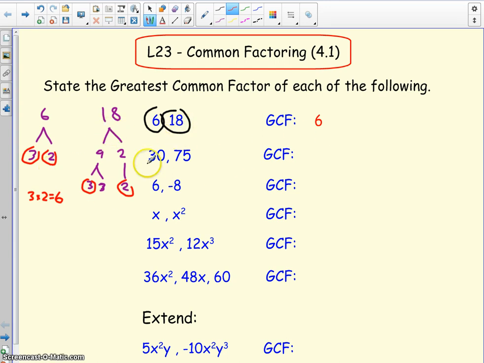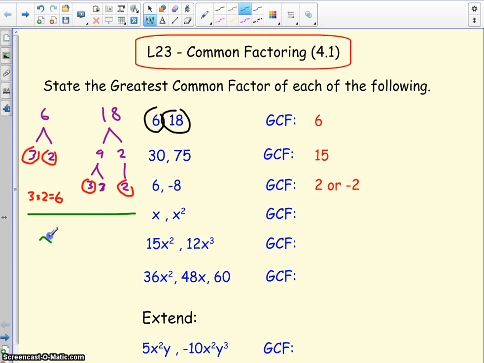So try this again for 30 and 75. And if you try, the largest number that goes into 30 and 75 will be 15. If you look at 6 and negative 8, the answer would be 2, but also as a possibility you could take out negative 2 as well. Both of these would be acceptable greatest common factors, because again, both 2 and negative 2 will go evenly into 6 or negative 8.